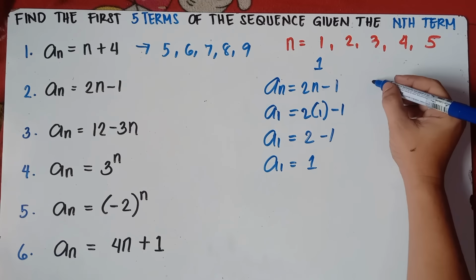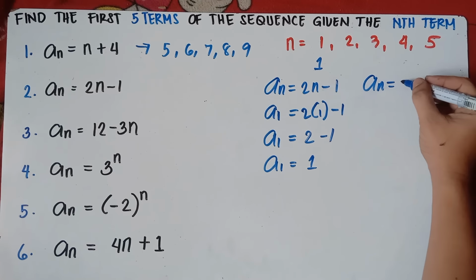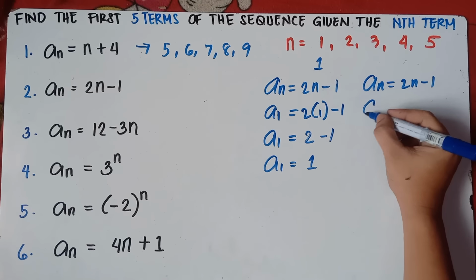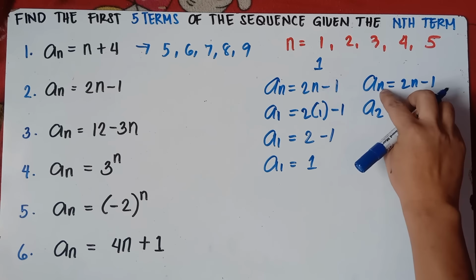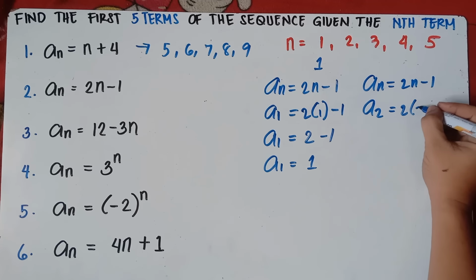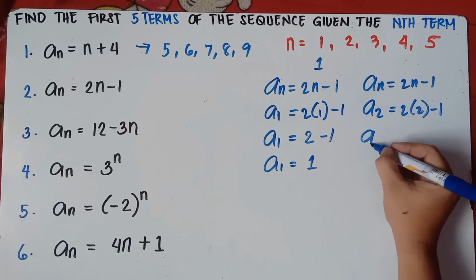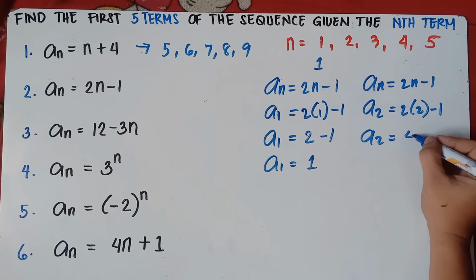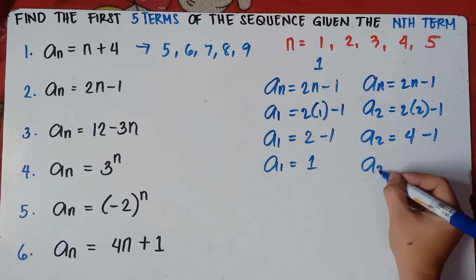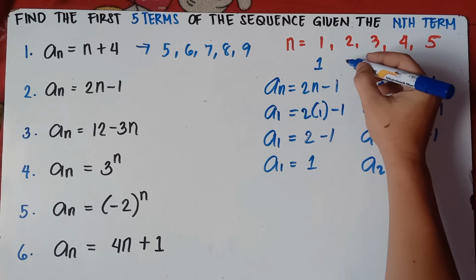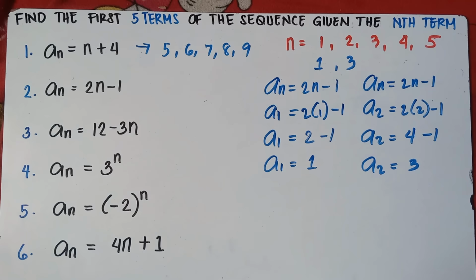Alright, let's have the second term. A sub n equals 2n minus 1. A sub 2 for the second term, n is 2. 2 times 2 minus 1. So a sub 2 equals 2 times 2 is 4, minus 1. So a sub 2 is 3. Our second term is 3.